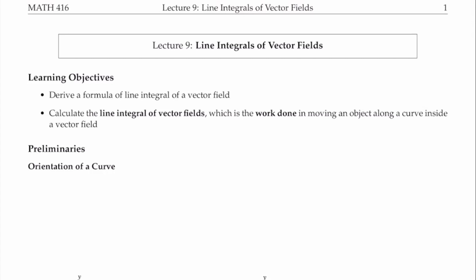We're going to derive a formula to calculate the work done in moving an object from one position to another position inside a vector field. But for short, from now on, I'm going to say line integral of vector field, and hopefully you understand that the idea is you want to calculate the work done in moving an object from one position to another position inside a vector field. Okay.